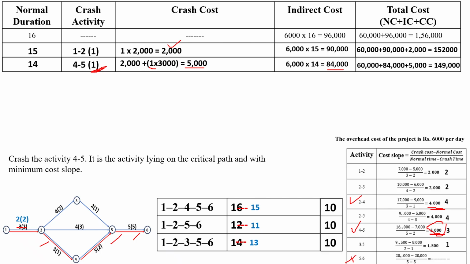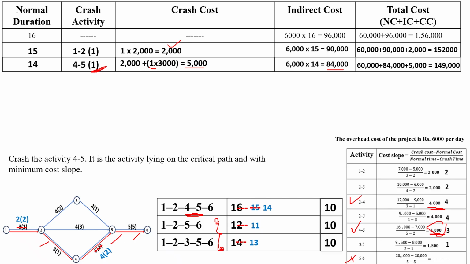So now, the duration on the path 1, 2, 4, 5, 6 is reduced from 15 to 14 days. Activity 4 to 5 is lying only on the 1, 2, 4, 5, 6 path, so the remaining paths are not lying on it and their duration will not be reduced. Only for the 1, 2, 4, 5, 6 path will the number of days be reduced, that is, from 15 to 14. Okay. So here for the activity 4 to 5 we are reducing by 1 day.